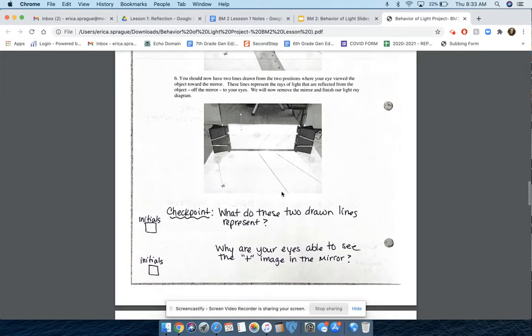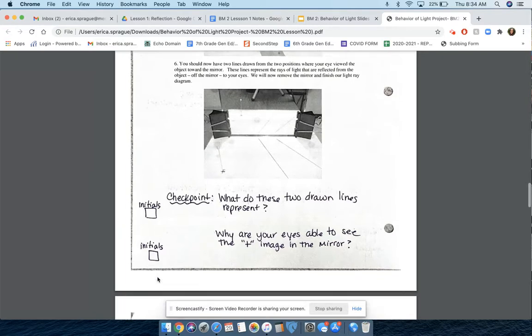At this point in the lab, you should have 2 different lines drawn. They're pointing to the object that's imaginary in the back of the mirror that you drew, pointing the ruler at 2 different locations. What do these 2 drawn lines represent? If you're not sure, stop and think about this for a minute before moving on to the next part of the lab. It's really important to understand what these 2 drawn lines represent. Answer the questions and initial them when you're done.